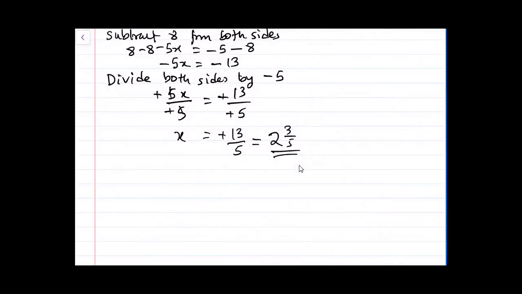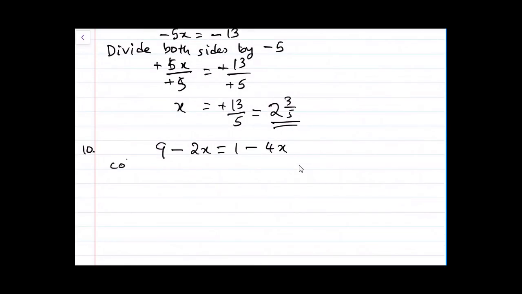And then let's take the last one, which is question number 10. We have 9 minus 2x and 1 minus 4x. So the same principle applies. Collect the like terms. You can work from the left hand side or from the right hand side. For me, I want to work from the right hand side to the left hand side. I want to eliminate 4x by moving it to the left hand side. So I will add 4x to both sides.